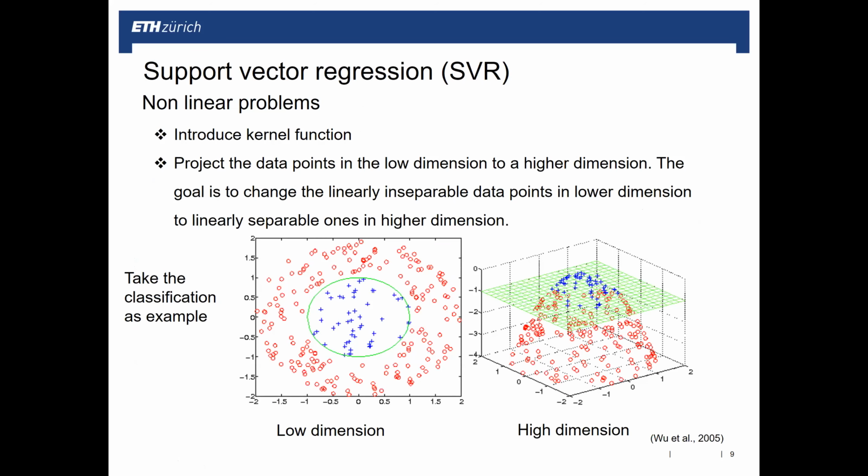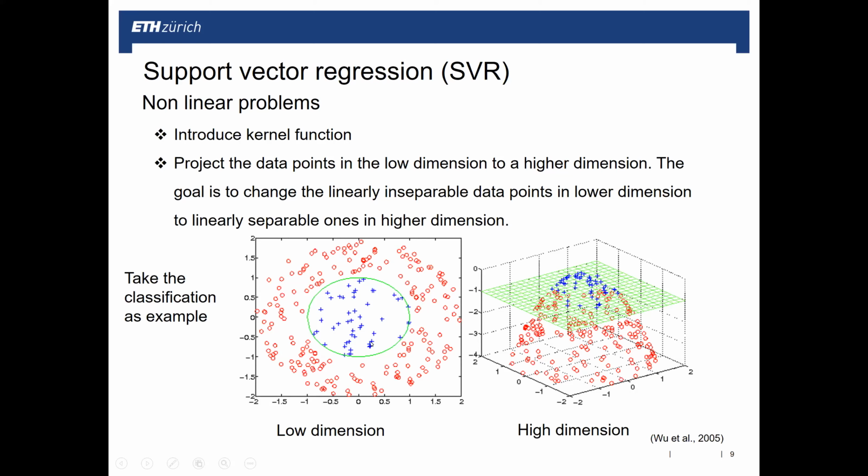And the support vector regression not only can solve this linear problem, it can also solve these nonlinear problems. How could they do it? They introduce a kernel function. A kernel function tries to project the data points we collected in the low dimension into a high dimension. That means it tries to convert the non-linear problems in the low dimension to linear problems in a high dimension. And here I take the classification like the support vector machine as an example.